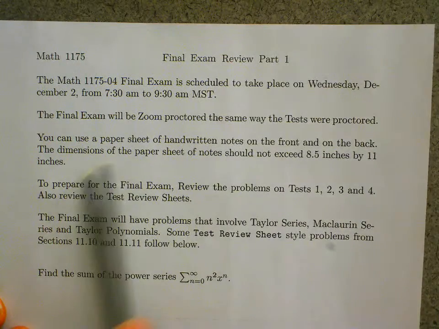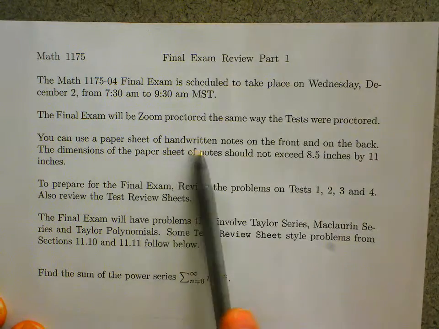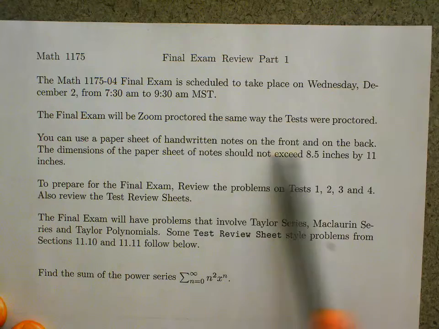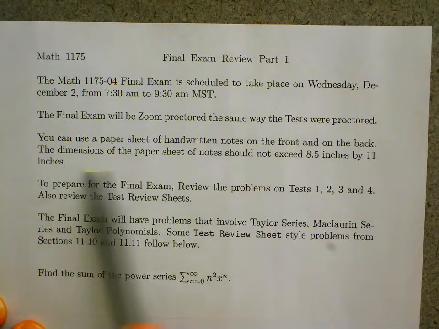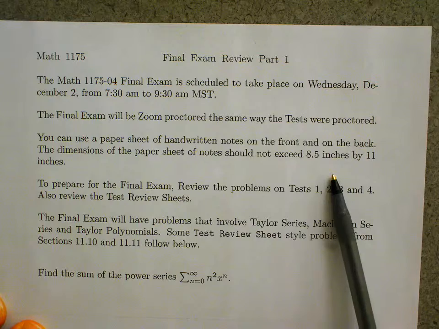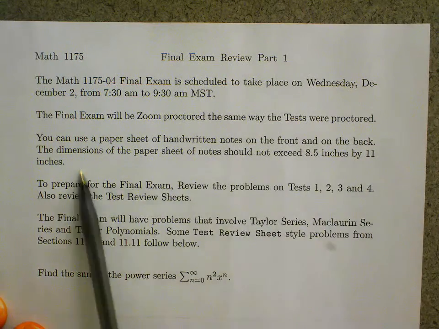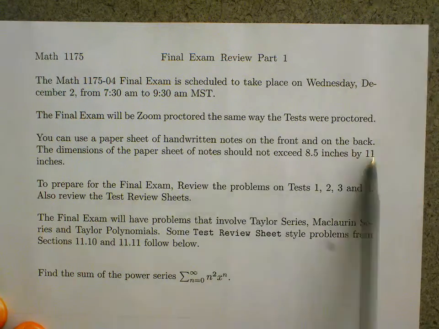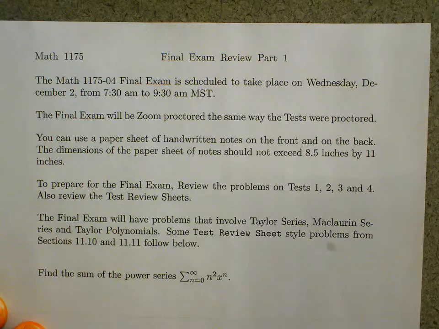You could use a paper sheet of handwritten notes on the front and on the back, and the dimensions should be no more than 8.5 inches by 11 inches. So I would advise you to start working on that sheet of notes now. You might want to revise it between now and when you take the final.